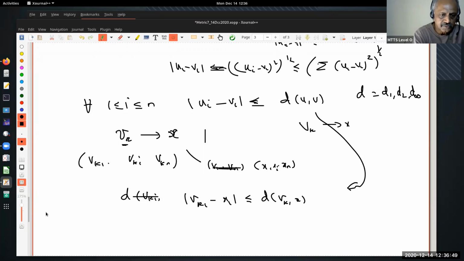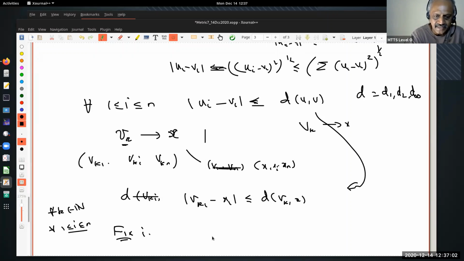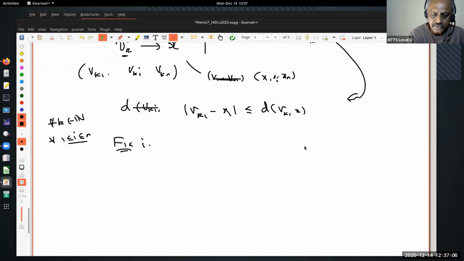Do you follow that? This is true immaterial of which k you chose, and for all i between 1 and n. You understand? Therefore, if I fix i between 1 and n, what does this say? If I fix an i, then I have a sequence. How do I get a sequence of real numbers?